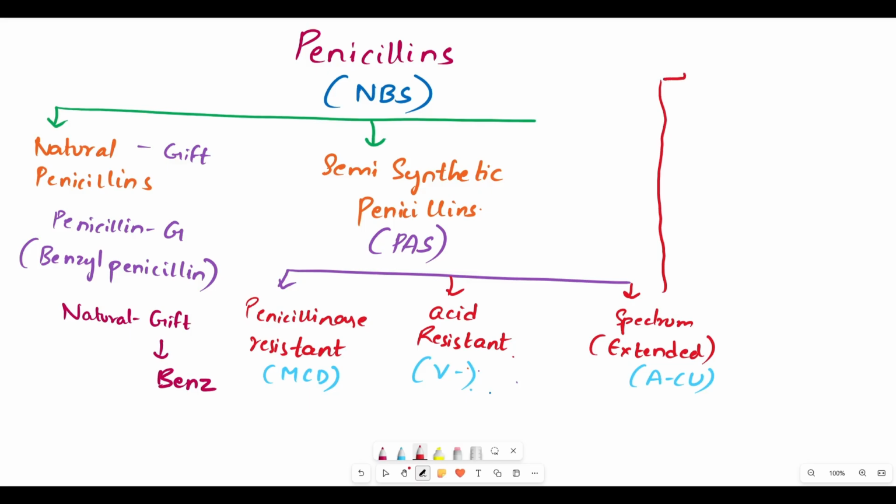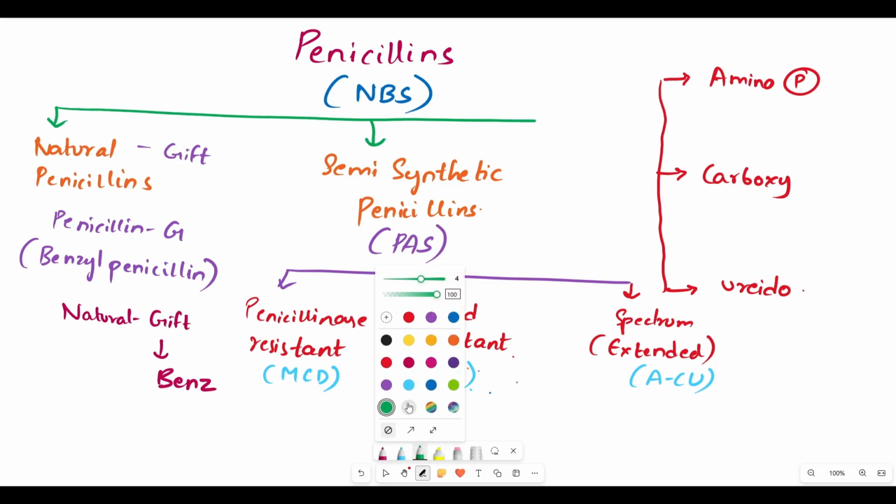So here A means the first class, that is aminopenicillin. C means the second class, that is carboxypenicillin. And U means the third class, that is ureidopenicillins. So now let's try to write the examples with these tricks.